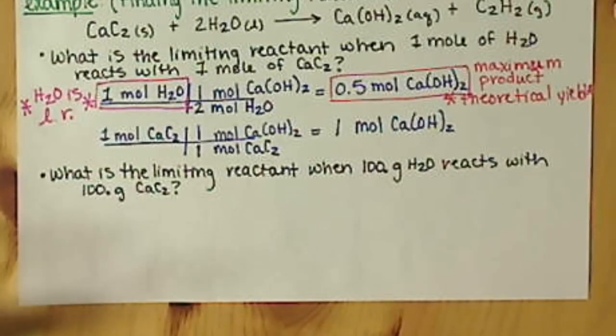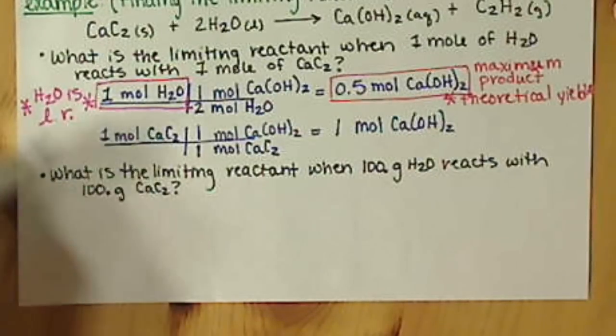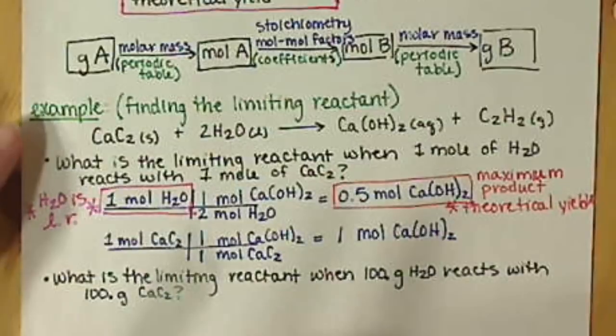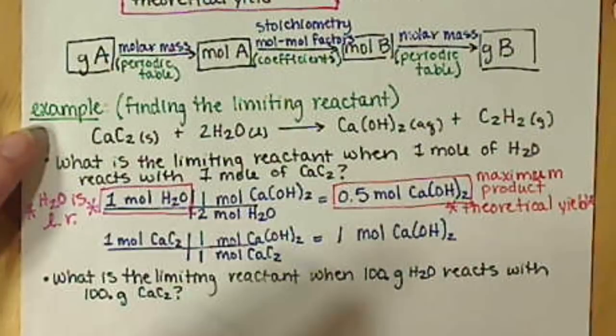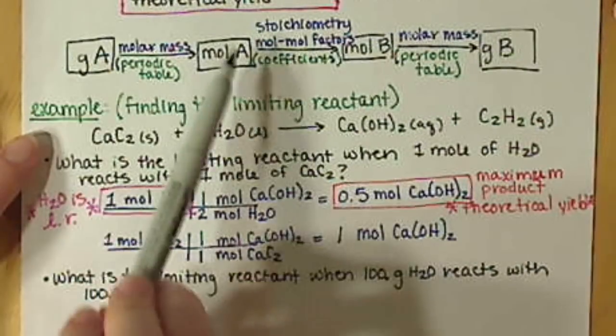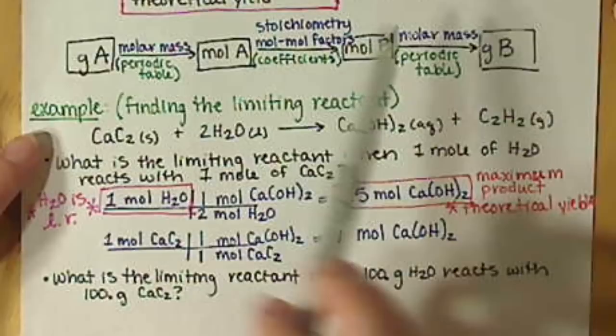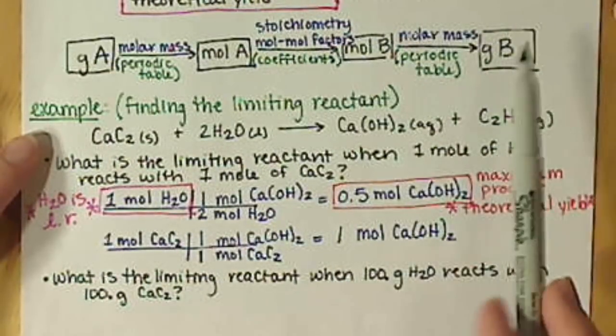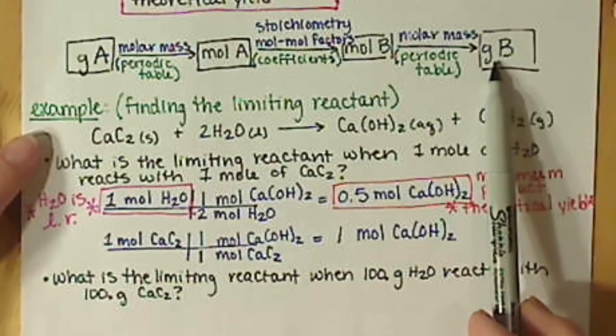Whenever we start with mass, you have to do a calculation. You can't look at that like we did up in this first example. So we're going to have to do these two calculations, and we're going to follow this general pathway. One calculation will be with the 100 grams of water. We'll start with 100 grams of water, convert it to moles of water, then moles of, we'll stick with calcium hydroxide, and then grams of calcium hydroxide.